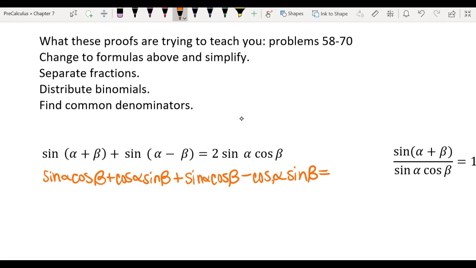Things cancel, right? The second and the third thing, or second and last thing, cancel. You guys see that? Cosine of alpha sine of beta minus cosine alpha sine beta. Those two cancel. And how many sine alpha cosine betas am I left with? 2. So I'm done.